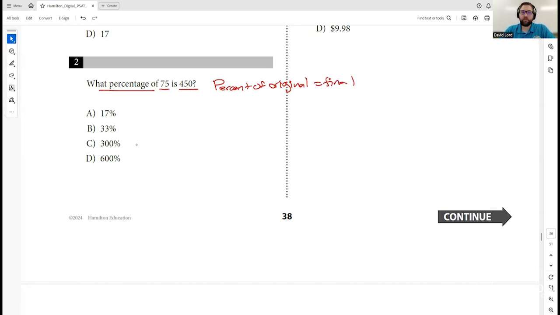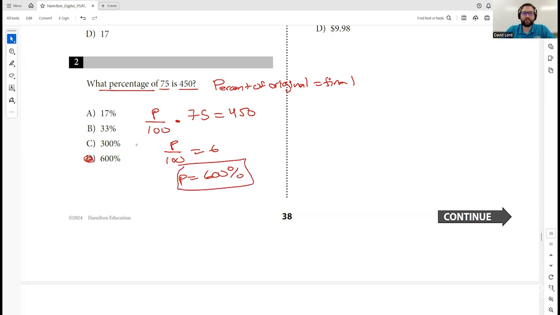So what percent? So P out of 100. Of means multiply. So times 75 is equal to, or is 450. So when you do 450 divided by 75 in your calculator, you get P over 100 is equal to 6. And therefore, we can see that P is 600%. And that's why the answer was D.